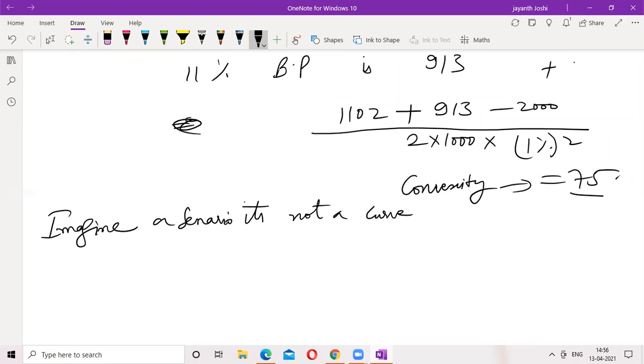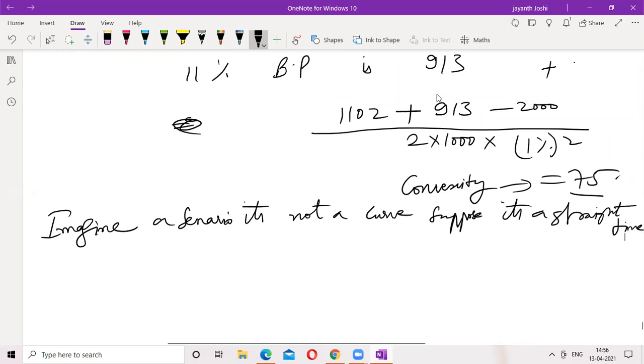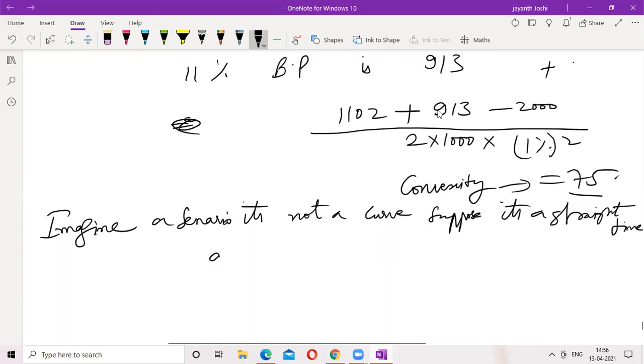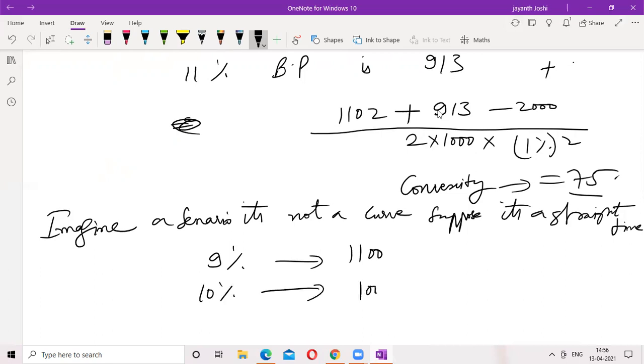If this is not a curve, imagine a scenario, it's not a curve, it's a straight line. Suppose it's a straight line, that is, I am speaking about duration. So what would be in the scenario? If it had been a straight line, for 9% it would be 1100, correct. If yield to maturity is 10%, what is your bond price? 1000, correct. So with the 1% decrease in yield to maturity, the bond price is increasing by 100 rupees, correct? And for 1% increase in yield to maturity, the bond price is decreasing by 100 rupees, correct?